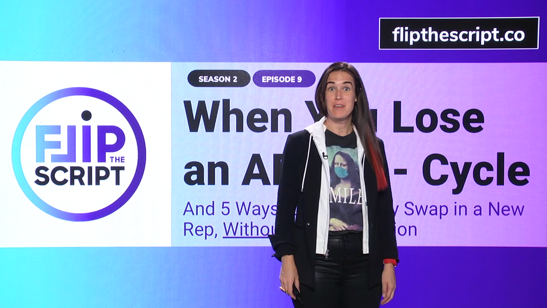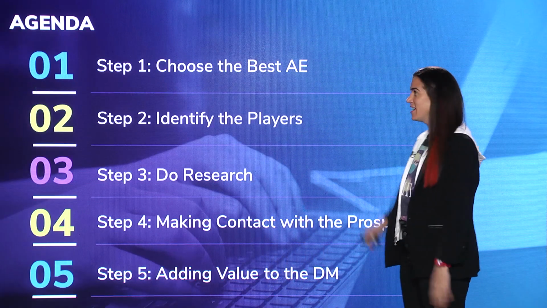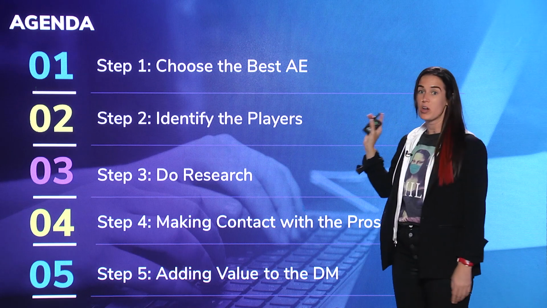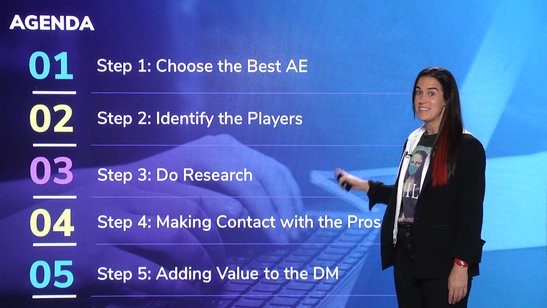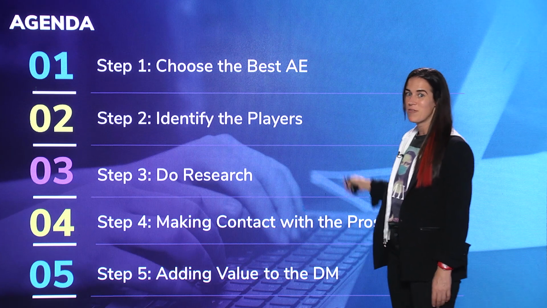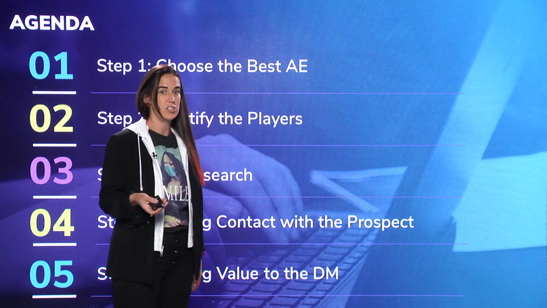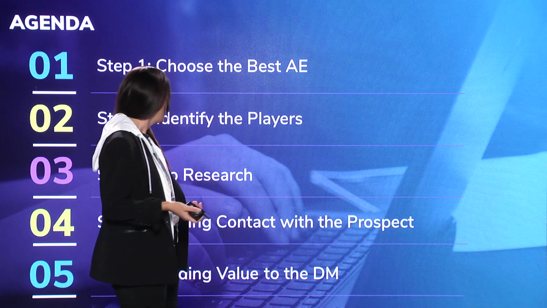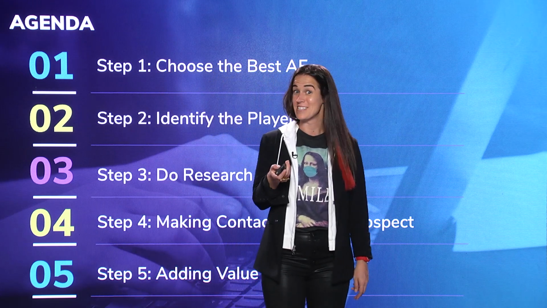So let's start with a bit of an agenda. There's going to be 5 different pieces to today's agenda. Number 1, choose the best AE, where you're going to want to select the AE that you want on the account. Number 2, identify the key stakeholders in the process. Number 3, do research. Number 4, making contact, how to make contact with a prospect that you want to re-engage in the sales cycle that's already currently going. And number 5, we're going to talk about adding value to that contact who is hopefully the decision maker.